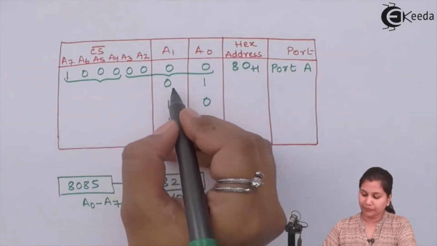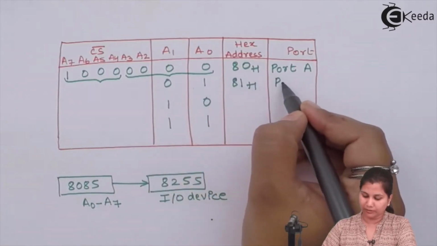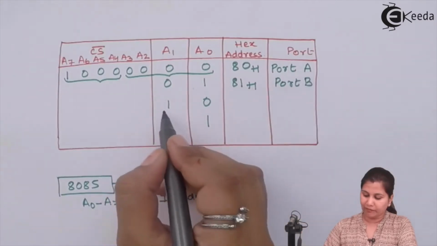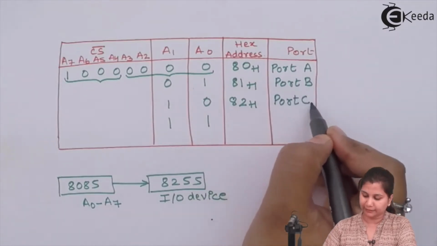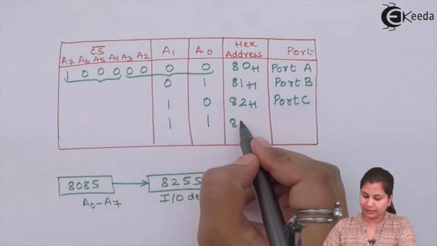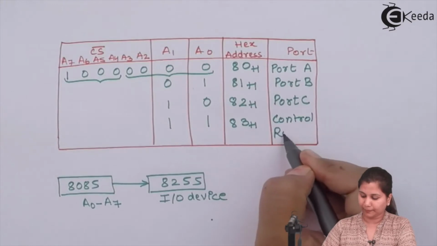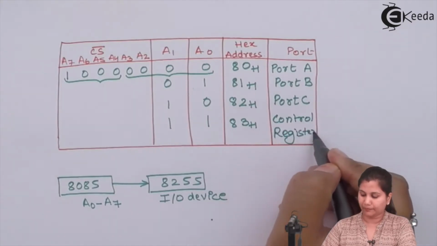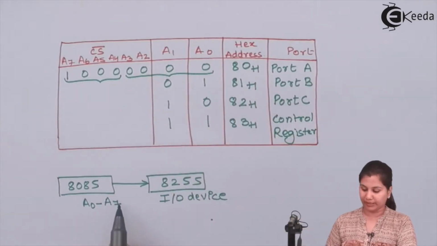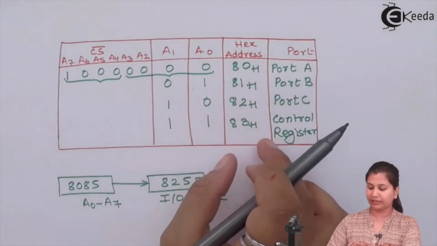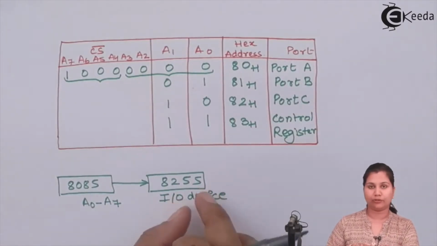If it is providing 01, meaning 0001, then it will be 81H, and port B is selected. 10 means 82H, and port C is selected. If it is 11, it is 83H, and the control register is selected. So these addresses are provided by the 8085 microprocessor, and when they are given, the respective ports or the control register will be selected by the 8255.